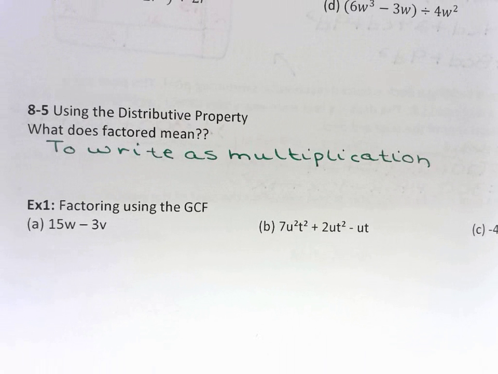So we're basically working backwards. What we did on the test we just took yesterday, we were multiplying. Whether you were distributing or foiling or distributing multiple times, we were multiplying.